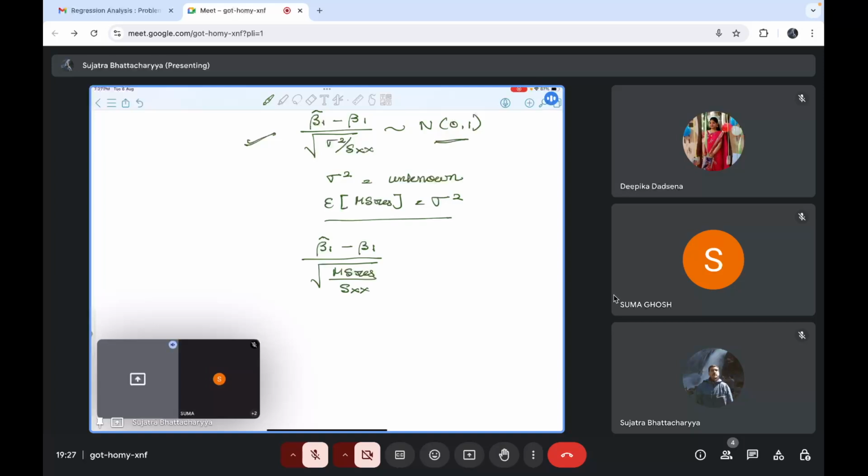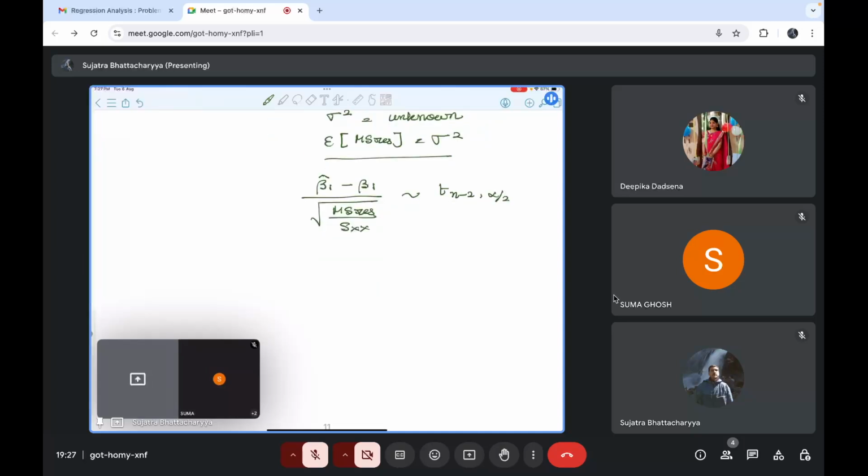Don't use the T distribution table. T distribution only when sigma square is not given in the question. If it is given, sometimes by some trick they may mention sigma square, just use normal 0, 1. So this becomes T with n minus 2 degrees of freedom, alpha by 2. It's a both side distribution we have talked about. So this is what it is.